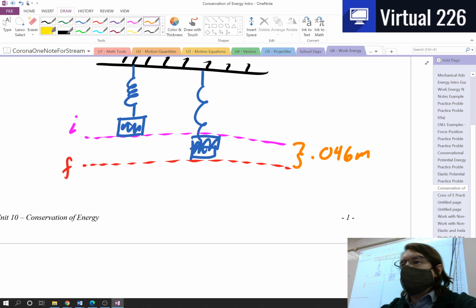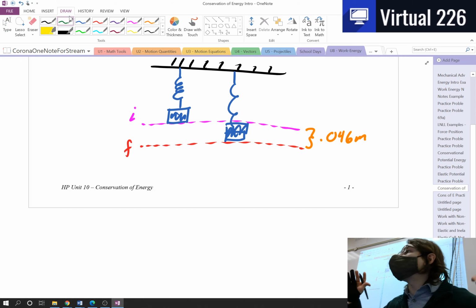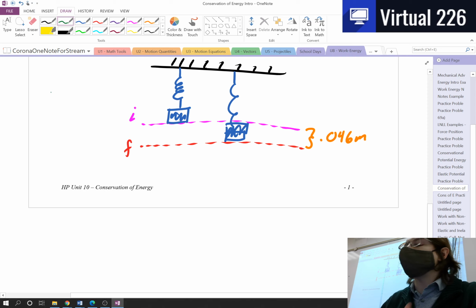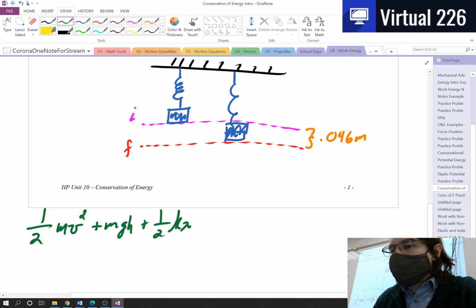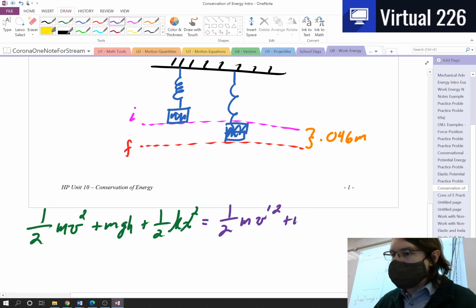Now, if we go ahead with this picture here, and we just write out that big, long equation. I know it's a big, long equation, but it's helpful to write it out because it'll give us an idea of what we need to be thinking about. So we're going to have 1/2 mv squared plus mgh plus 1/2 kx squared. Those are all my initials. And this is going to be equal to 1/2 mv prime squared, that's my final velocity squared, plus mgh prime plus 1/2 kx prime squared.